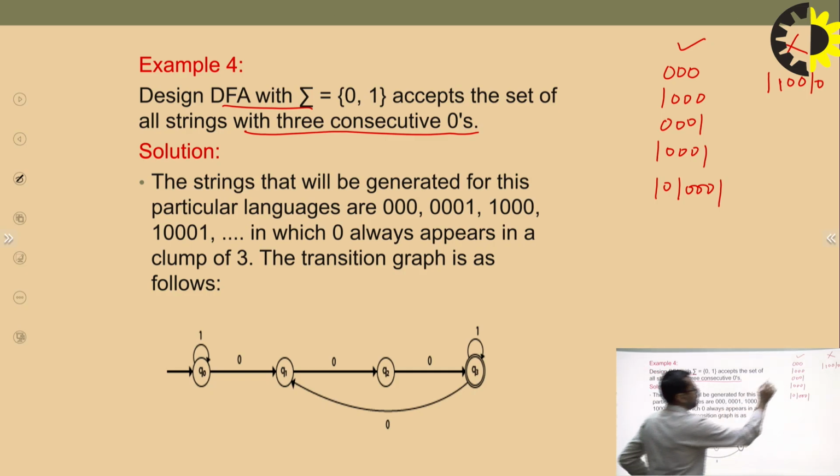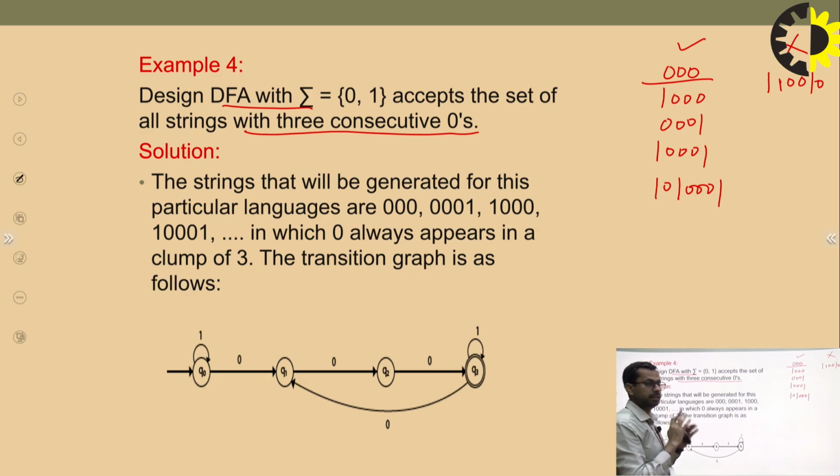For what will be the basic? When we only have 3 consecutive 0s and no other bits, so 0 0 0, it is the final state. This is the initial state, and these are some intermediate states. So we go to the final state.